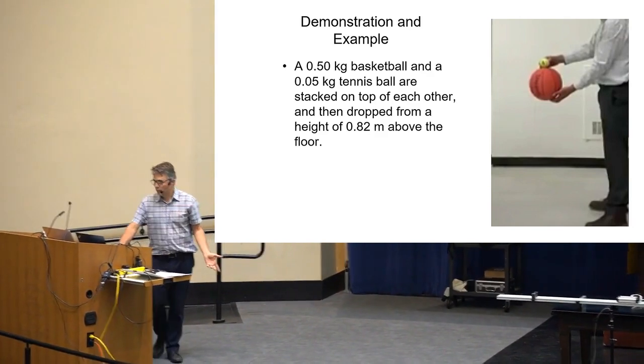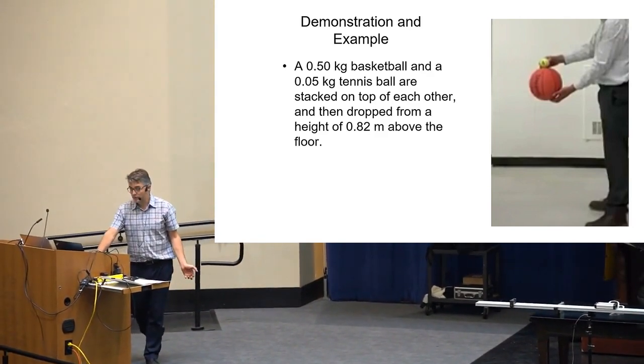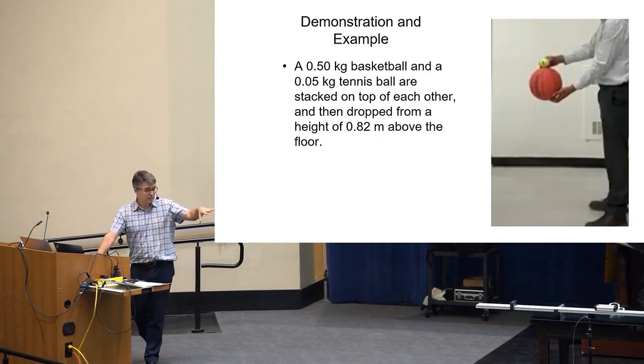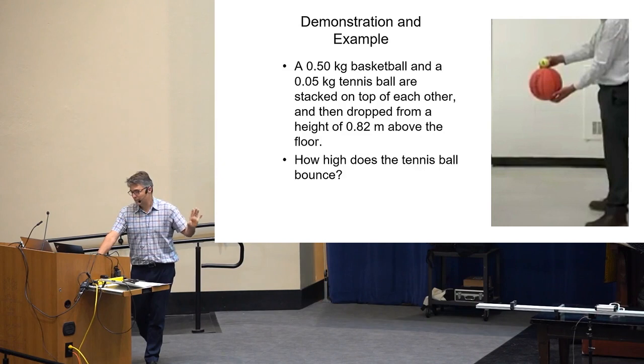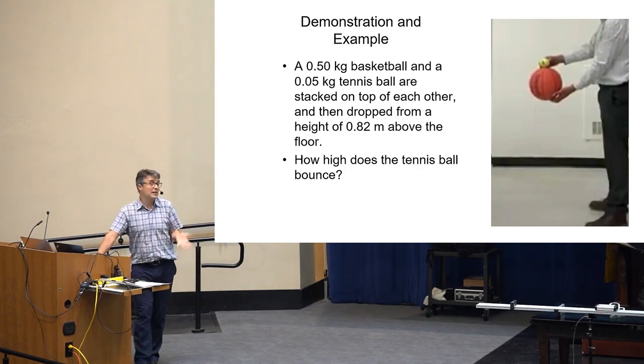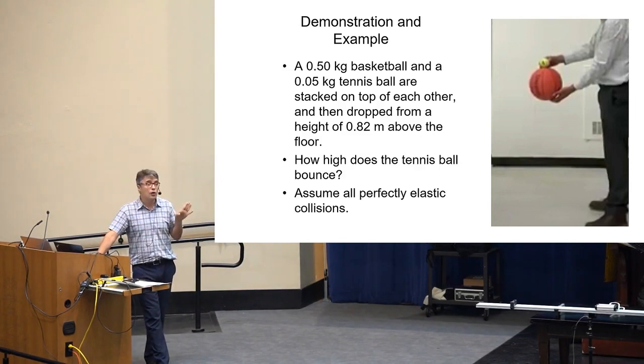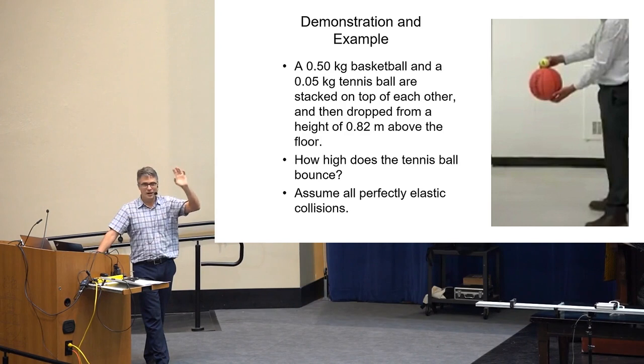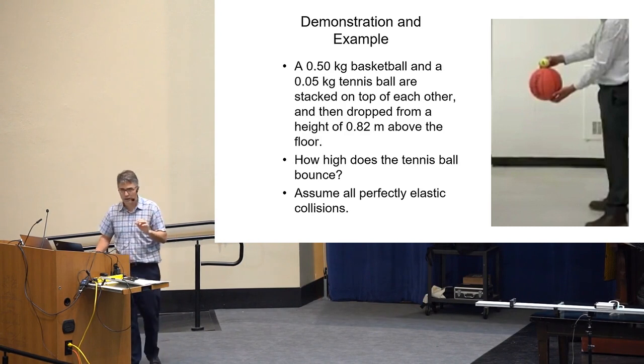Let's say you've got a 0.5 kilogram basketball and a 0.05 kilogram tennis ball, and they're stacked on top of each other and then dropped at some height, maybe 0.82 meters above the floor. How high does the tennis ball bounce, assuming that all the collisions are perfectly elastic? So this will be kind of like the maximum height it could possibly get. In real life, all the collisions would be a little less than elastic, but this gives you an idea of how the math should work.